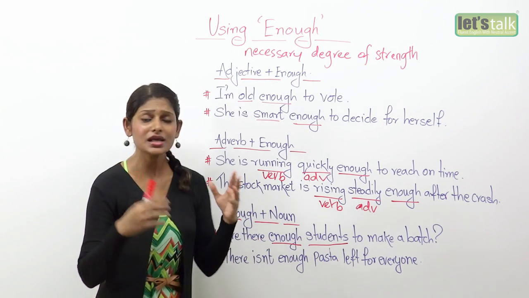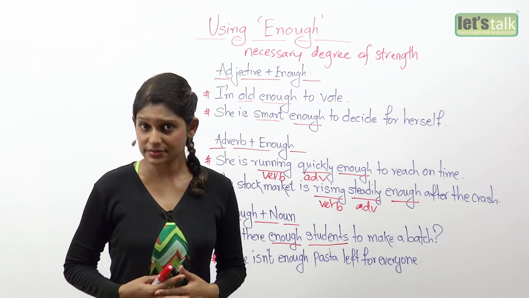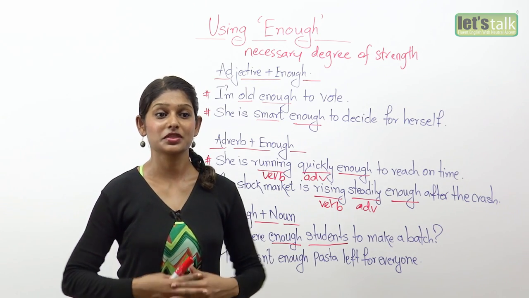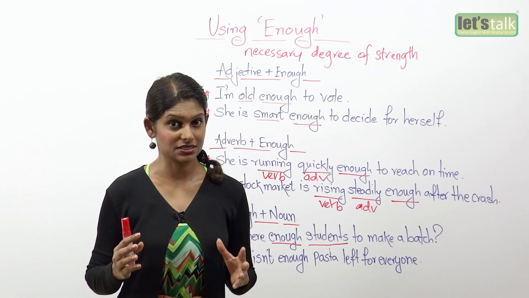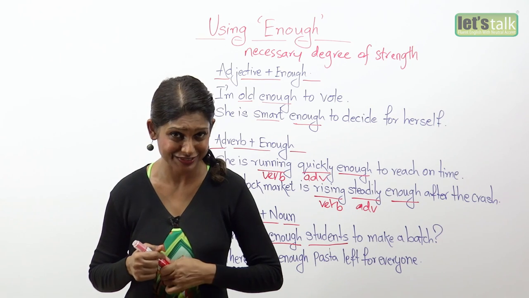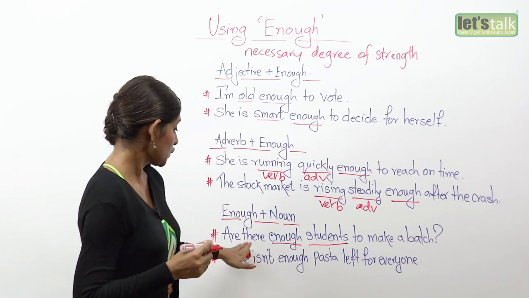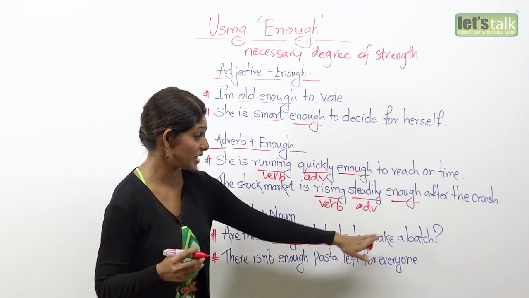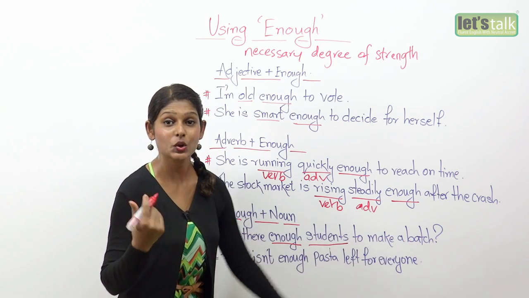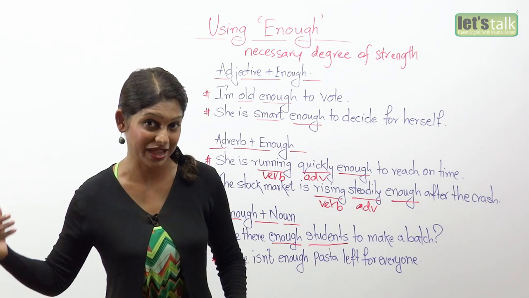Now let's look at an example. Consider that an institute is making a batch, and there are about 15 students. Is that enough to make a batch? It definitely is not. So here a negative point comes: are there enough students to make a batch? With that, the answer would be, there are not enough students to make a batch.